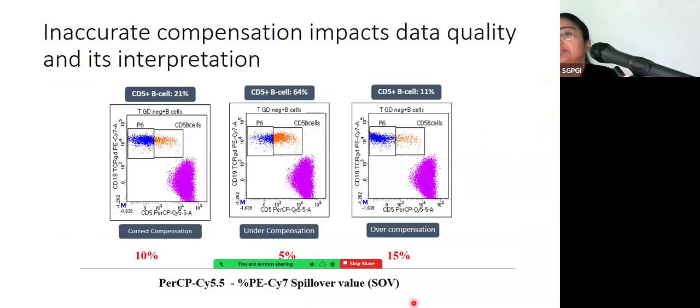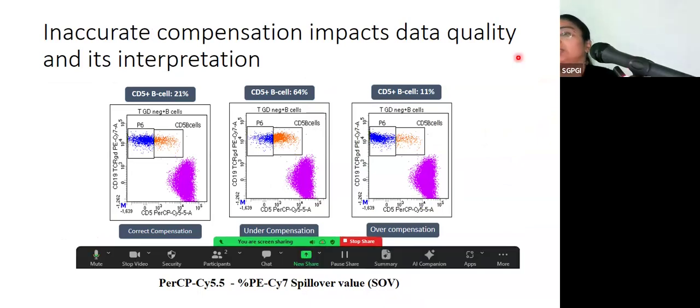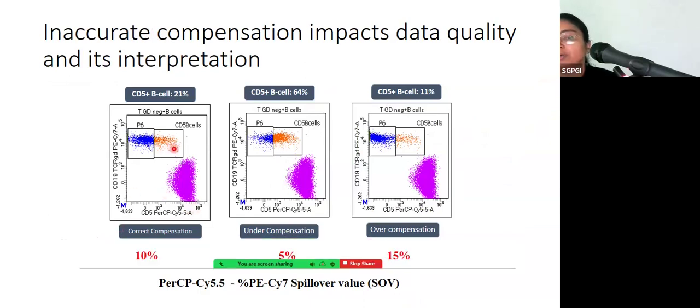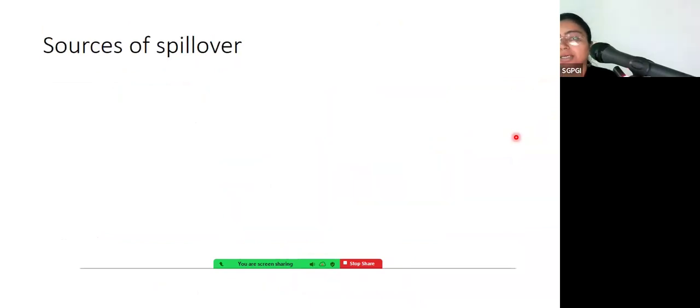Why do we want to compensate? Because it impacts our data quality. If you're measuring quantities, it will impact our quantities. So if we look at this, this is the correct compensation. You have 21% of 5 positive B cells. If your data is undercompensated, the number increases. If your data is overcompensated, the number reduces. More often than not, you might miss dim expressions if you have overcompensated data.